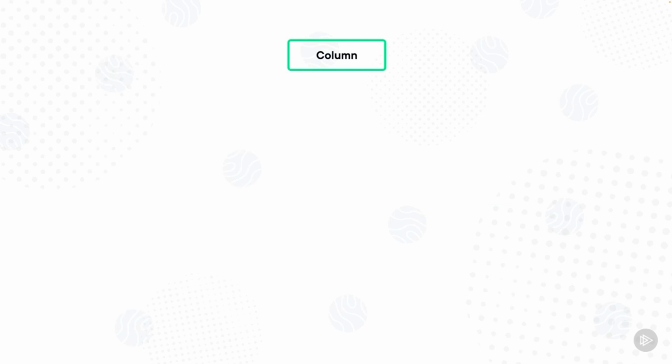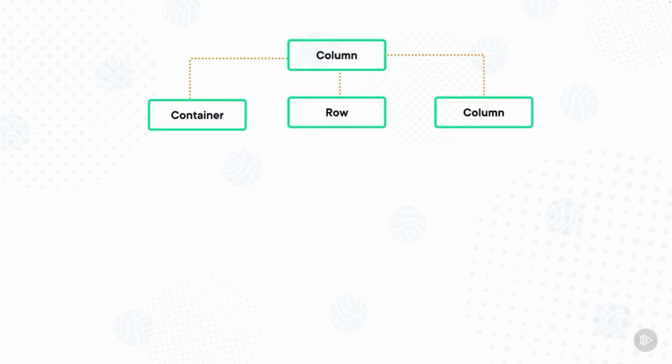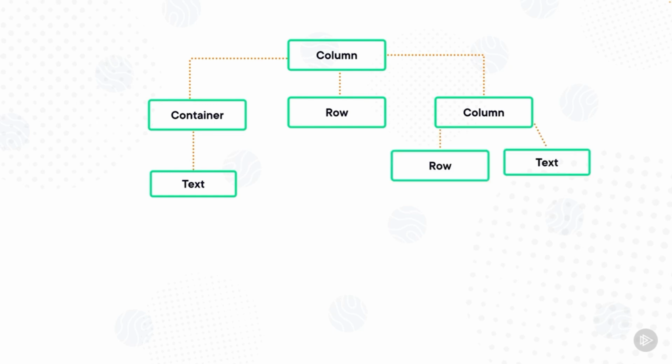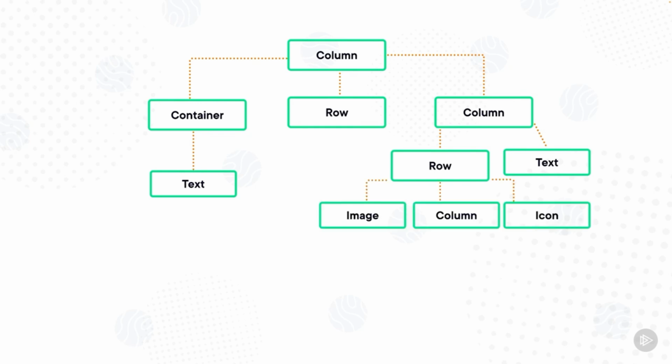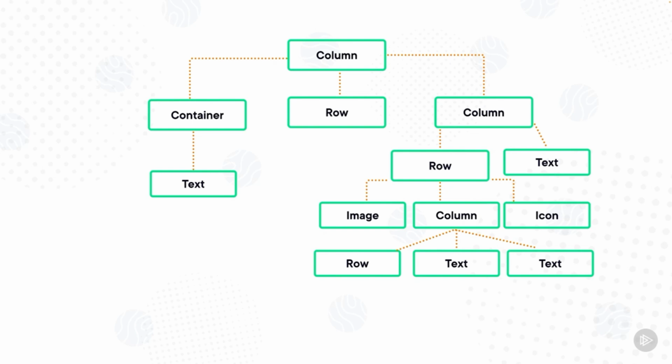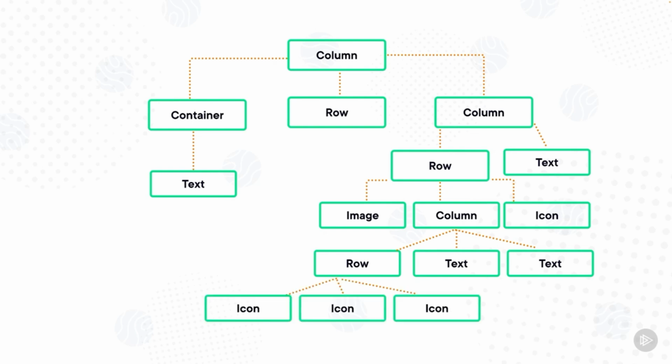Let's imagine we start with a column, which may have 3 children. The container may have one child, which is a text widget, and a column may have two children. A row, which is already a child of a column, may have three children, and a column in this case may also have three children. A row down these three will have three widget children, such as an icon. Okay, what do you see right now? I bet you are now thinking of a tree, and you are absolutely right.